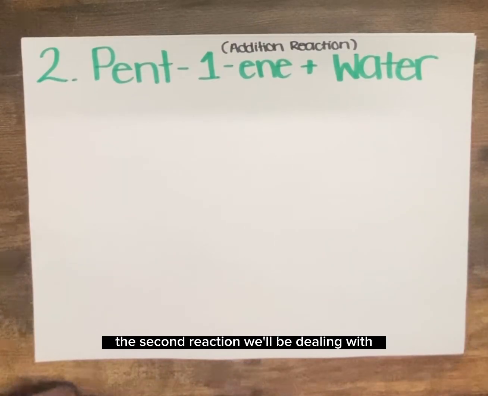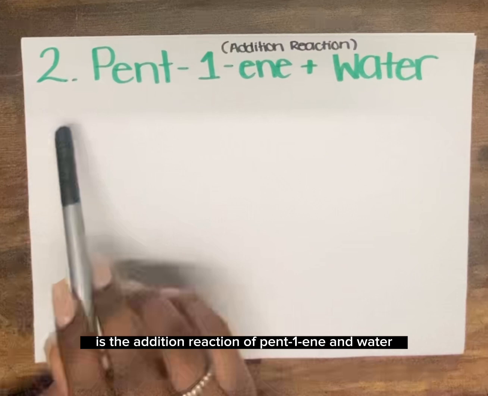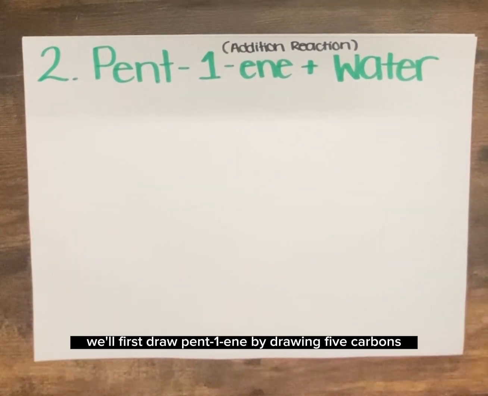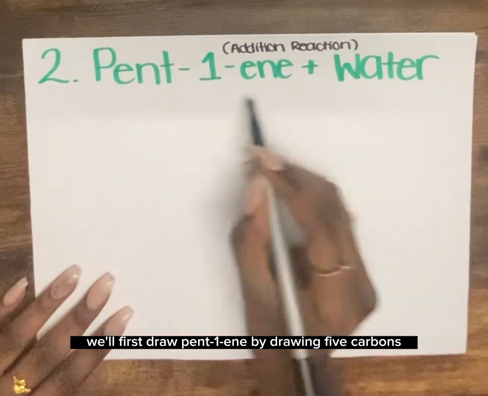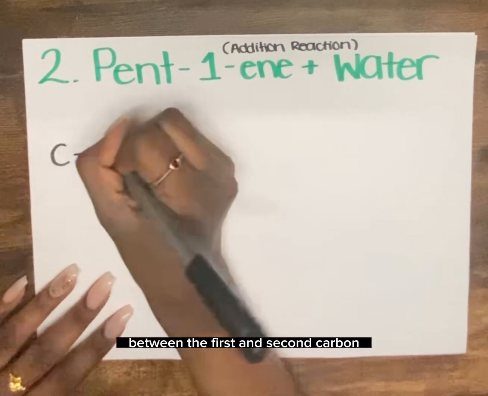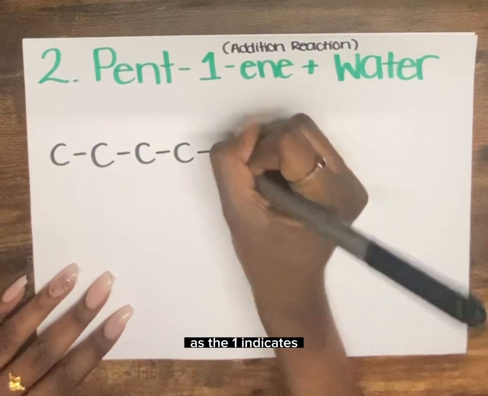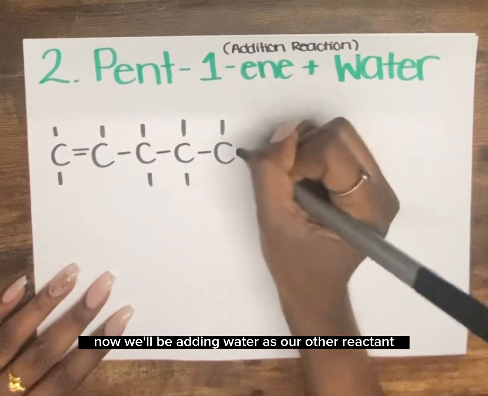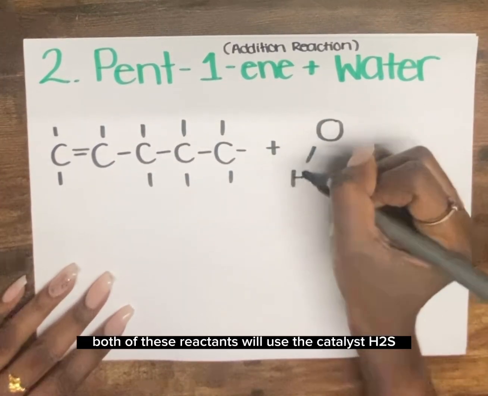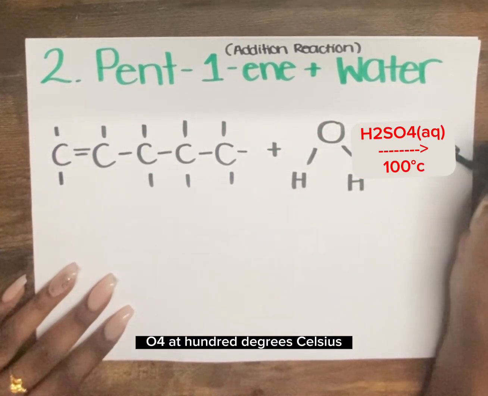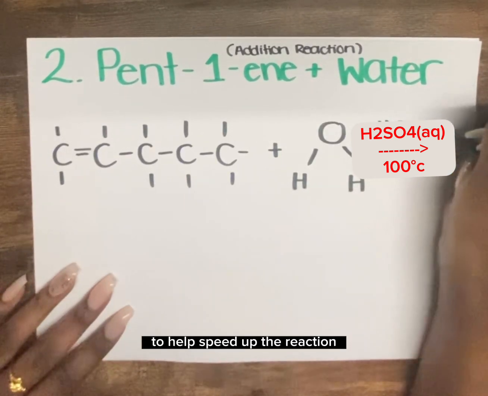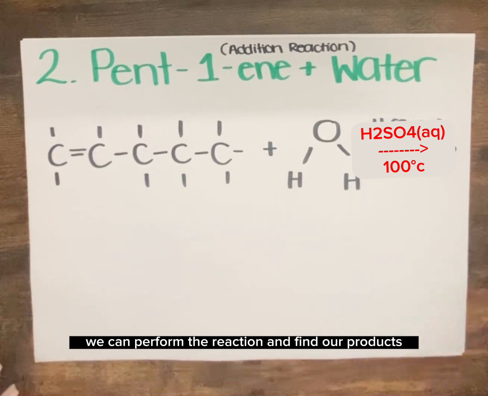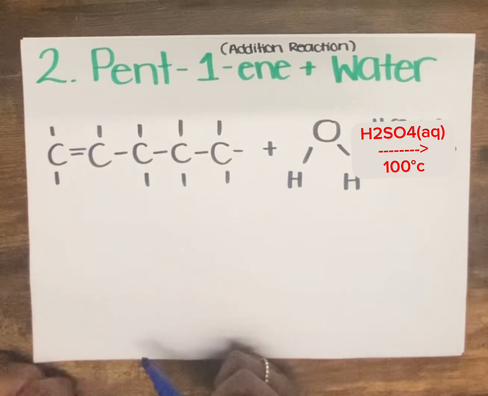The second reaction we'll be dealing with is the addition reaction of pent-1-ene and water. So let's get started! For our reactants, we'll first draw out pent-1-ene by drawing 5 carbons and adding a double bond between the first and second carbon as the one indicates. Now we'll be adding water as our other reactant. Both of these reactants will use the catalyst H2SO4 at 100 degrees Celsius to help speed up the reaction. After setting up the reactants, we can perform the reaction and find our products.